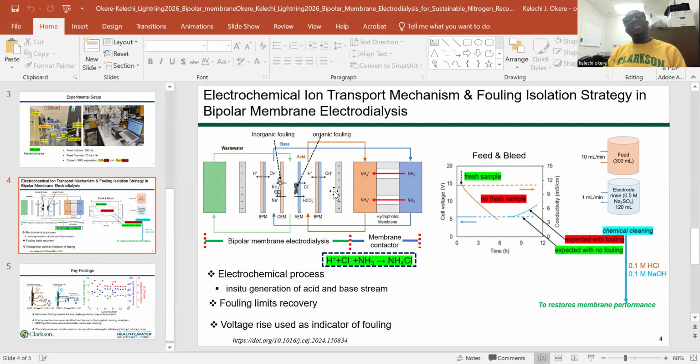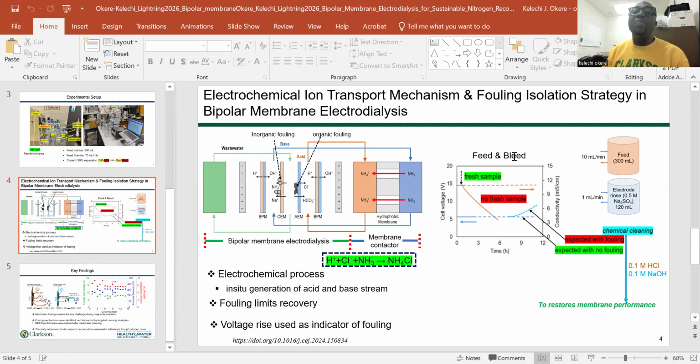So the problem with this system is fouling. You see inorganic fouling happening at the cation exchange membrane and organic fouling happening at the anion exchange membrane. So this impacts the recovery of this nutrient. For this project, we're using voltage rise as an indicator for fouling. However, we also saw that when the conductivity of the sample reduces, the voltage increases. So it was important to find a way to isolate that aspect of voltage increase.